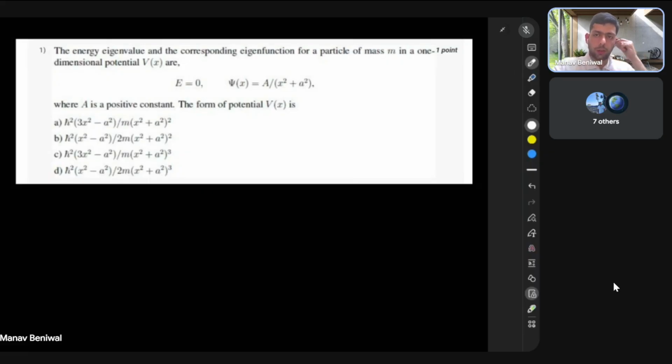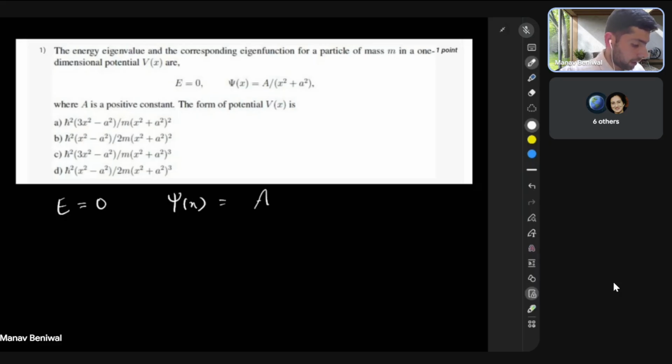Let's read our first problem for the day. And the problem is: the energy eigenvalue and the corresponding eigenfunction for a particle of mass m in a one-dimensional potential V of x are E equals 0, and psi of x is this. So what are we given? We are given two things. Firstly, we are told that E is 0 and we are given our wave function to be some constant a over x squared plus a squared.